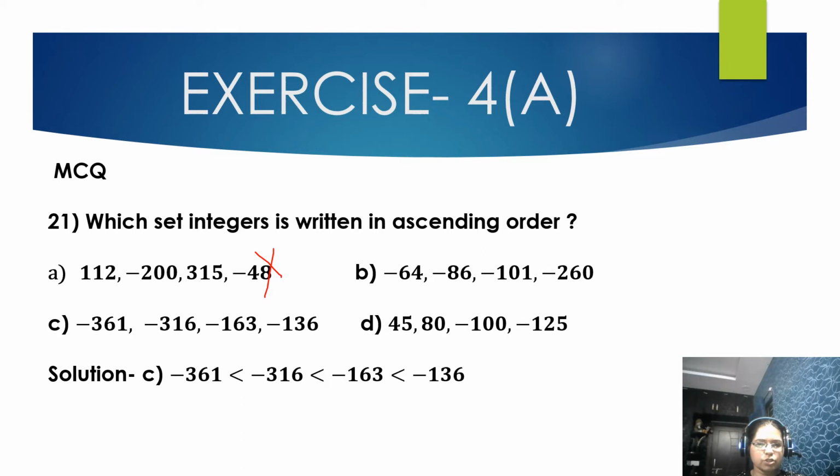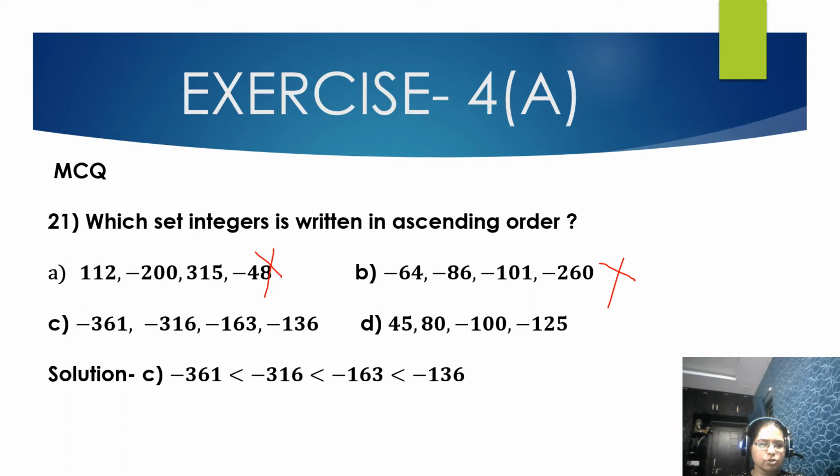Option B, minus 64, minus 86, minus 101, minus 260. This option also incorrect, as minus 64 is the greatest negative integer in the sets of integers and minus 260 is the smallest negative integer in these sets of integers. So this option also incorrect.